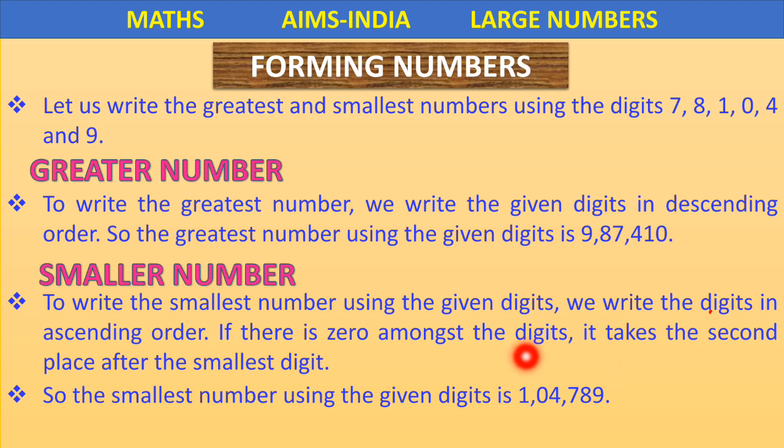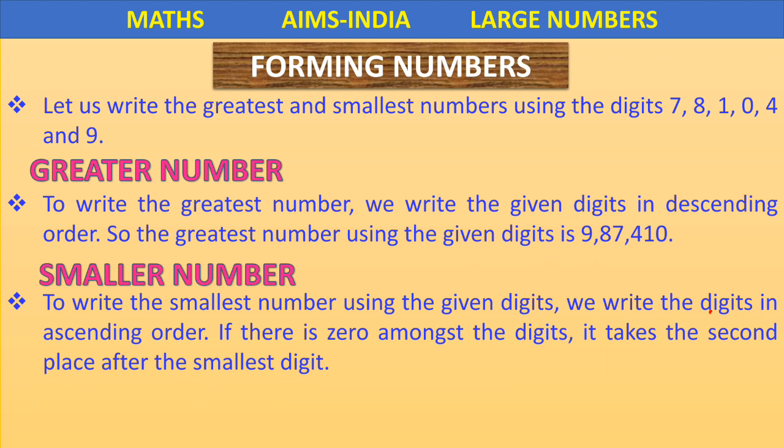104,789. How do we read this, children? 1,04,789. Is it clear? For the greatest number, we started writing the greatest digit first and then we wrote the remaining digits in descending order from greatest to the smallest. For the smaller number, we wrote the digits in ascending order, starting from the smallest number and moving on to the largest number. And always remember, for smaller numbers, we should not write 0 in the first place. Always write 0 in the second place.